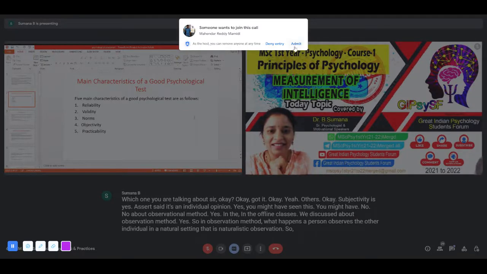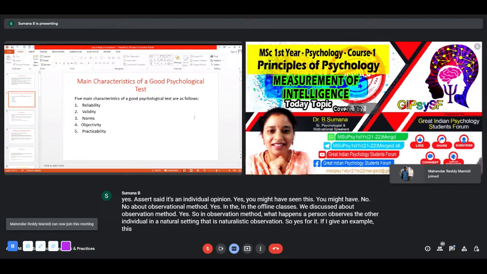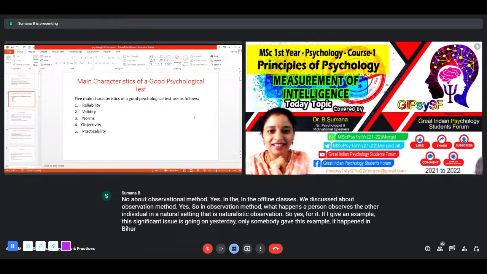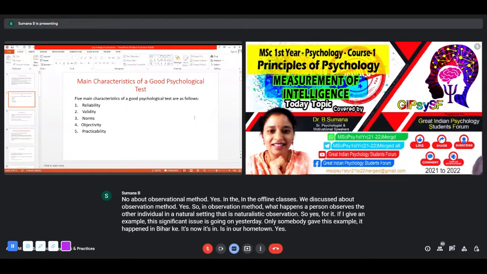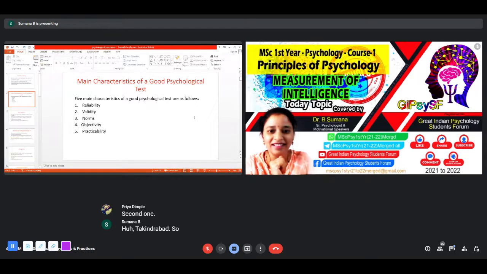So if I give an example, this Agnipath issue is going on. Yesterday somebody gave this example. It happened in Bihar. It's in our hometown, it happened in our Hyderabad. Secunderabad, ma'am. So how do you people evaluate this incident?